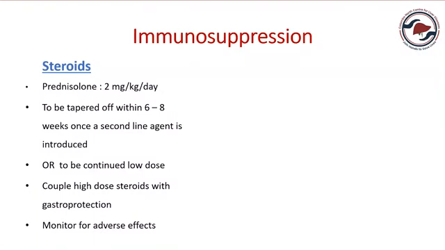And when you are using high dose steroids, it's very important to couple it with a proton pump inhibitor for gastroprotection. Sometimes they may have chronic liver disease and portal hypertensive gastropathy, and they might bleed. So it's very important to give gastroprotection and monitor for adverse effects of steroids, which I'm not going into in detail, as we are all aware of the drug-related side effects of steroids.